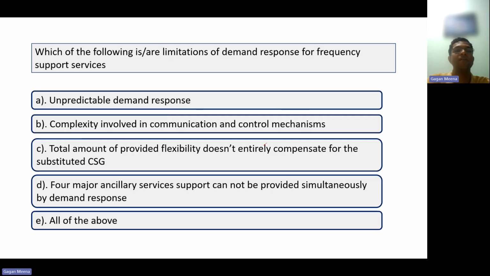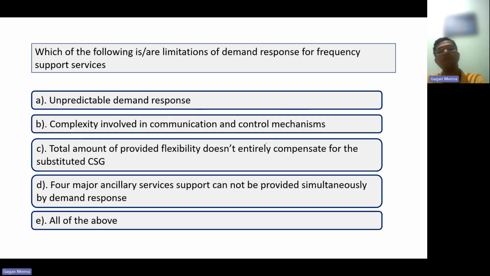Second is complexity involved in communication and control mechanisms. Yes, for the distribution system, we require a huge communication network because of the number of consumers involved. In the transmission system, the number of generators is in thousands, but in the distribution system, the consumers are in lakhs. The numbers are quite large here, and that's why any kind of system involved in the distribution system is quite complex.